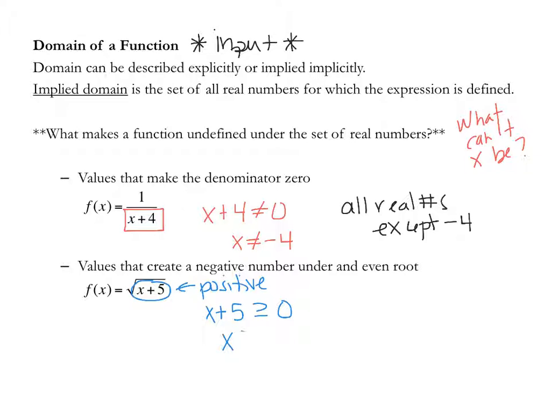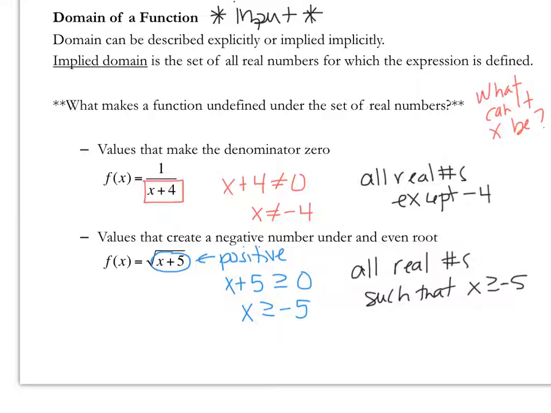And then we're going to solve that. We're going to subtract the 5. That means x has to be greater than or equal to -5. So we just change the words a little bit here when we write this. We say all real numbers such that x is greater than or equal to -5. Any number that's greater than or equal to -5 will work in that, but anything else would be a restriction and can't be part of the domain.